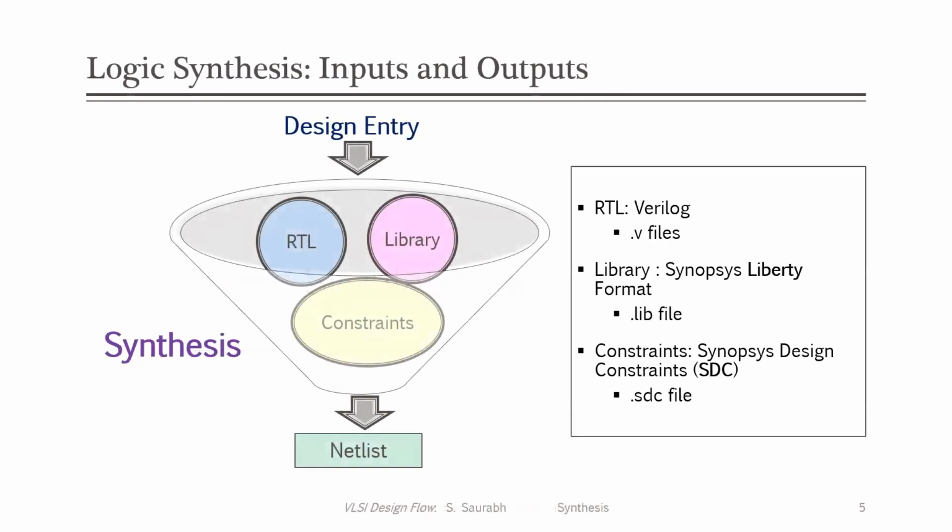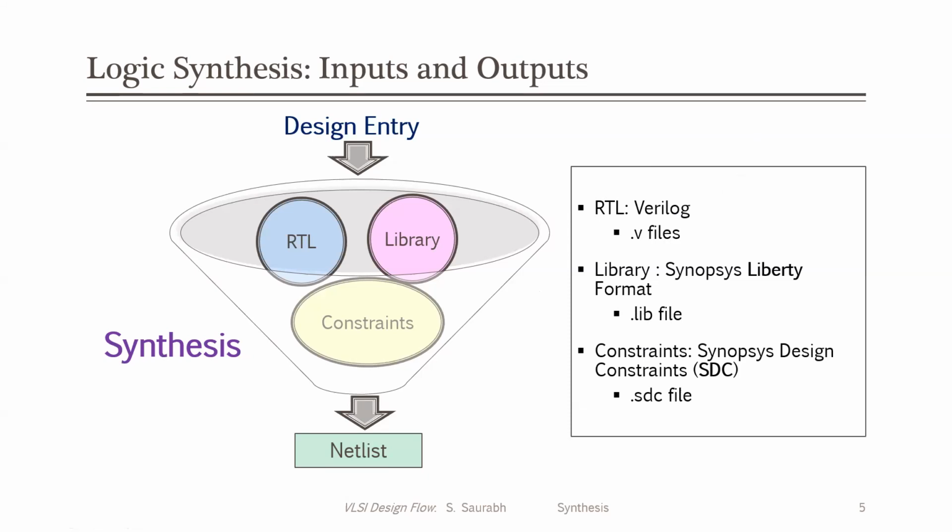So we have seen that for synthesis, what do we give? We give RTL, the library, and the constraints. The RTL we give in a Verilog file or VHDL file or a mixed file, right? And then the library in a .lib file, and the constraints in the SDC file. So the library and constraints we'll see in tomorrow's class. Today we are concentrating on the RTL, the Verilog file, right?